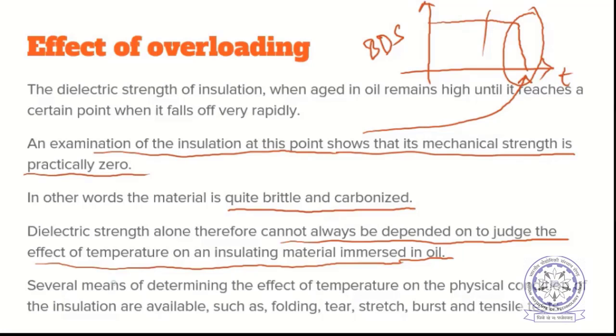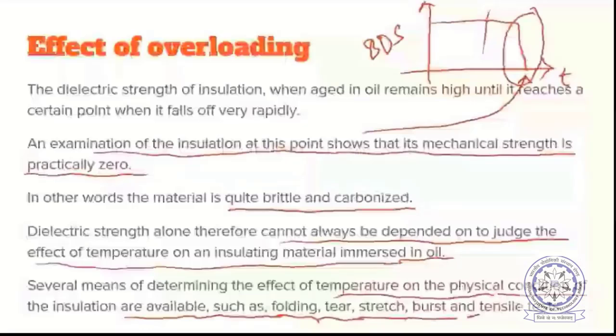But there are several means available for determining the effect of temperature and the physical condition of the insulation, such as folding it, tearing it, stretching, burst, or tensile strength. Tensile strength means elongation, or bending it under load. So these mechanical properties will give us the physical condition of the insulation.